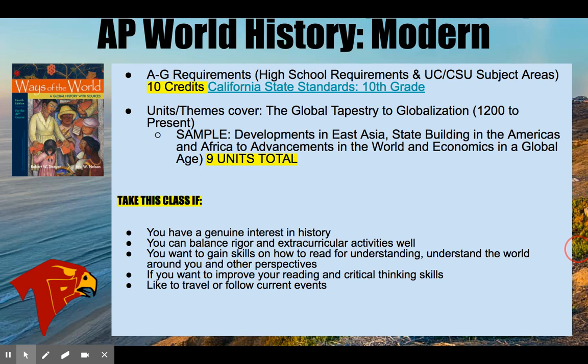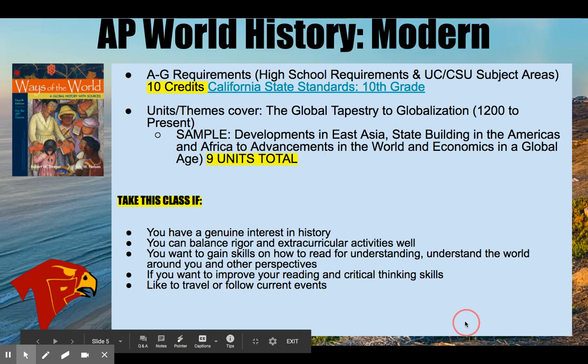We don't want people saying, "Oh, take AP World History, it's easy." It's not easy. We love the course. We teach it definitely with our hearts, but we want to remind you it's a rigorous class. It's a college level course for high school students. So if you can balance rigor and extracurriculars really well, take it.